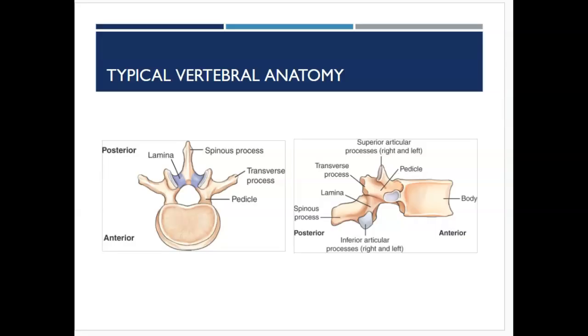Looking at the lamina, again we have 2, one on each side. They're broad and flat and go backward and medially from the pedicles.